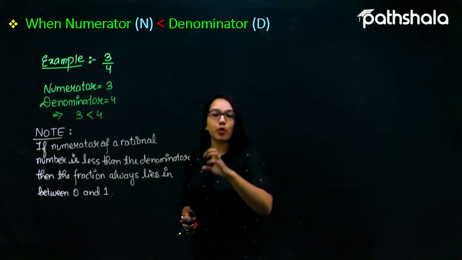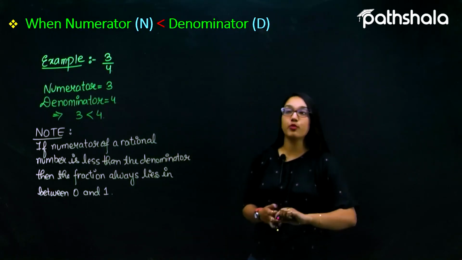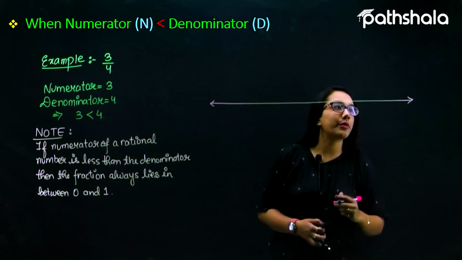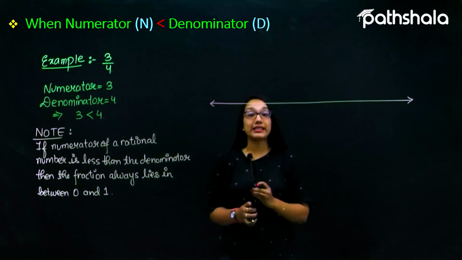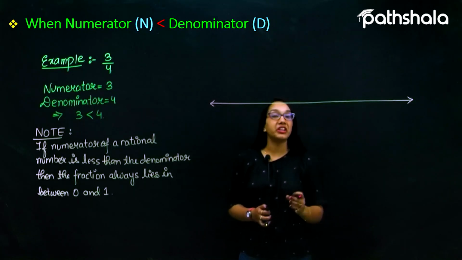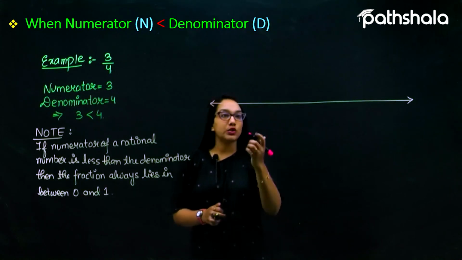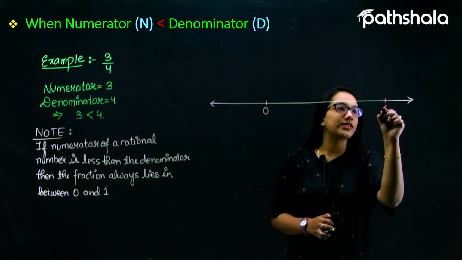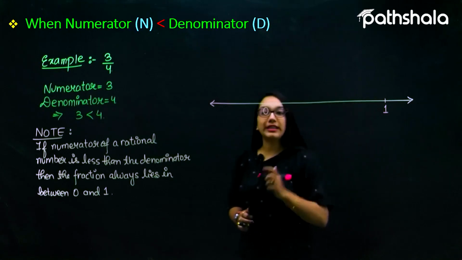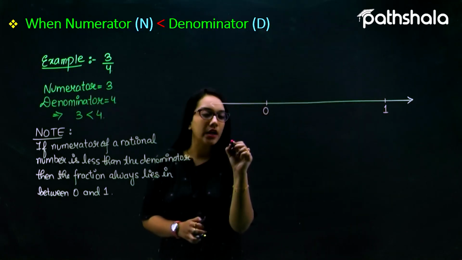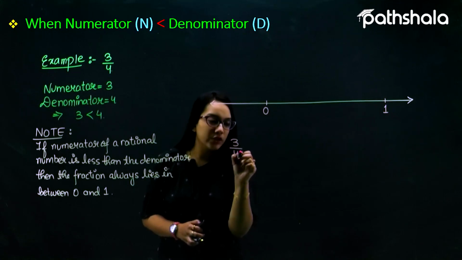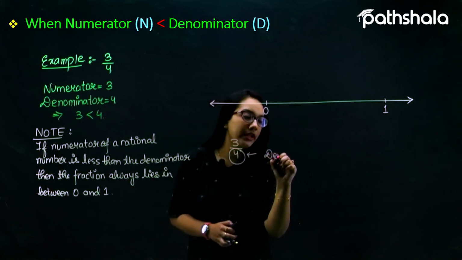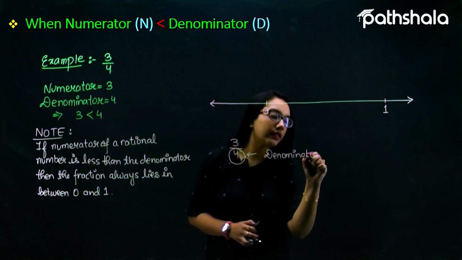So let's start the plotting of 3 by 4 on the number line. Let us suppose I'm drawing a number line over here. As per my note, 3 by 4 always lies in between 0 and 1 because the numerator is less than the denominator. So I'm writing 0 here and 1 further. Now we have to plot 3 by 4. Always remember one fact: whenever we have to plot 3 by 4, we first see the denominator of this rational number. The denominator is 4.